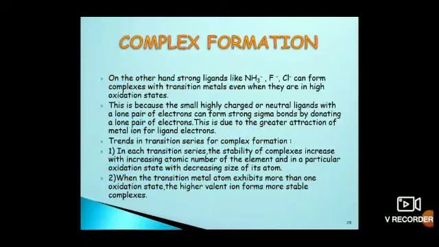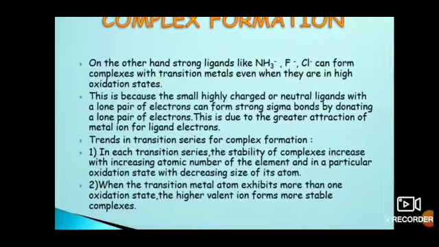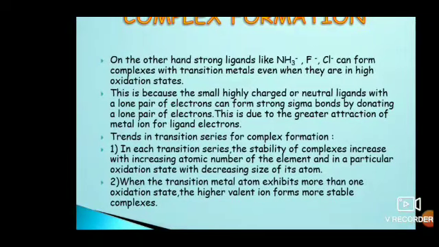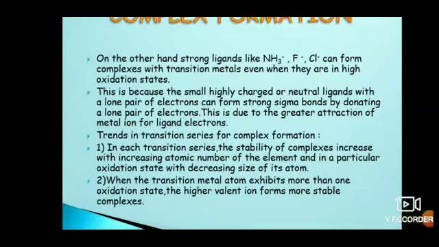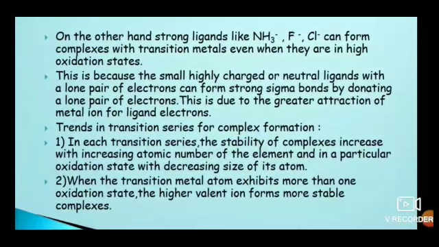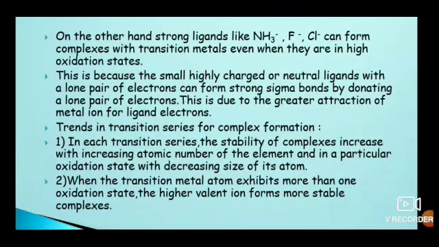Coming to the strong ligands like NH3 and CN-, they can form complexes with transition metals even when they are in high oxidation states. This is because the small, highly charged or neutral ligands with a lone pair of electrons can form strong sigma bonds by donating lone pair of electrons. This is due to the greater attraction of the metal ion for ligand electrons.